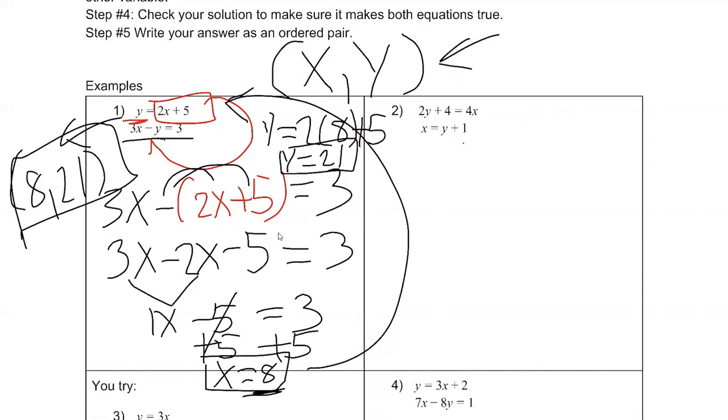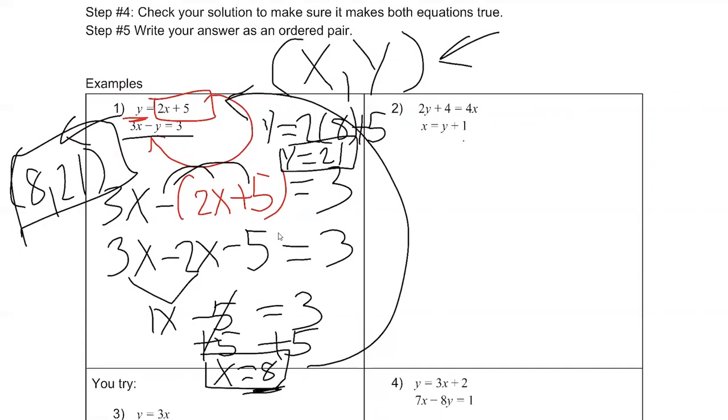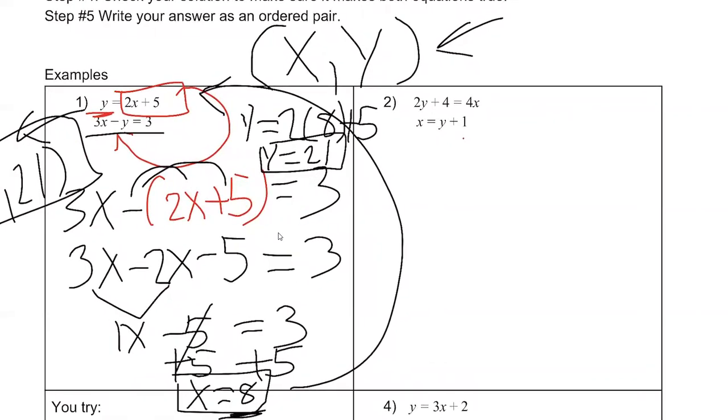Okay, let's look at number 2. Same idea. The first thing you want to look for is if one of your equations is by itself. So in this problem, I have x equals y plus 1. So x goes by two names. It goes by x or y plus 1. So we're going to look at the other equation. Since this is x equals, I'm going to plug that in place of the x.